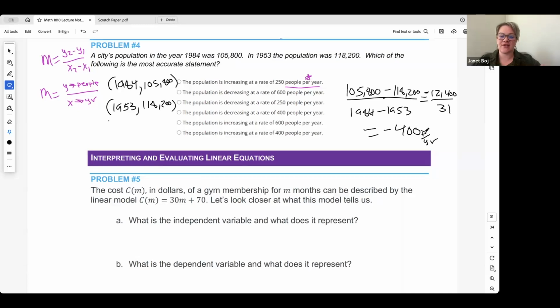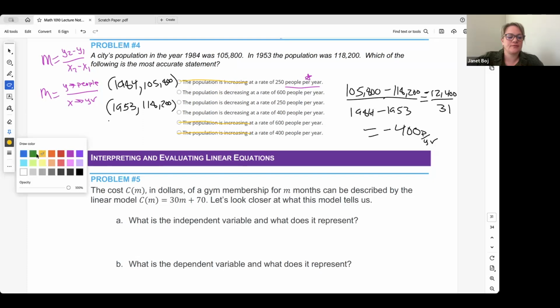What does it mean to be negative? Well, you can already see the population is 105 when previously it was 118. So I know that I am decreasing. That's a good way to eliminate. So it's not increasing, it's not increasing, it's not increasing. Now you only have 3 options. All right, negative 400 per year. So I know that the population is decreasing at a rate of 400 people per year.